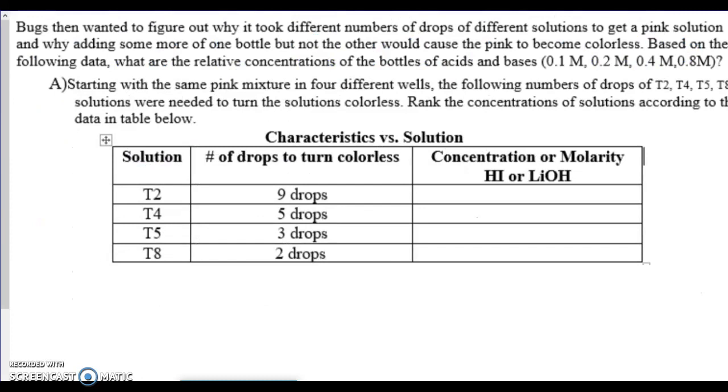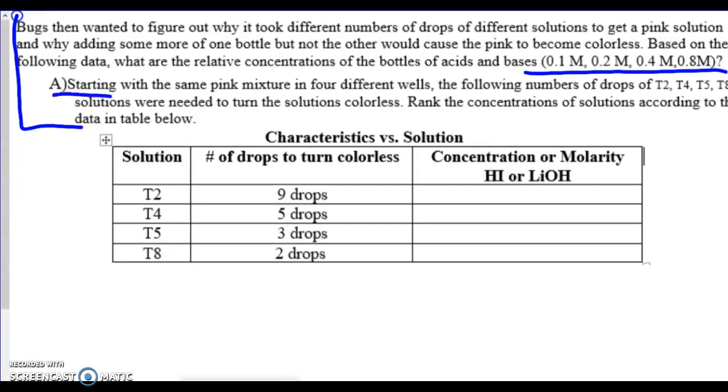So now we've got to figure out what's going on with this scenario. So we're going to read it, and we're going to look at the data table. So Bugs wanted to figure out why it took different numbers of drops of different solutions to get a pink solution. And why adding some more of one bottle but not another caused the pink solution to become colorless. Based on the following data, what are the concentrations of the acids and bases with those molarities?